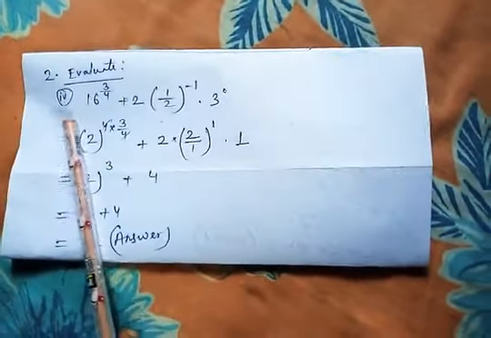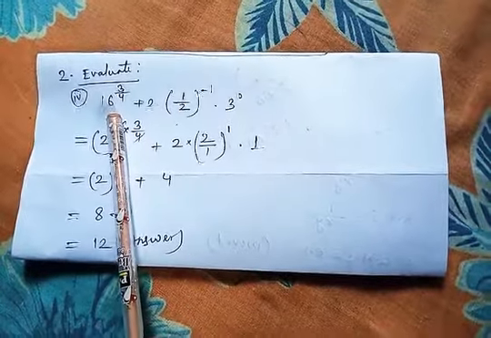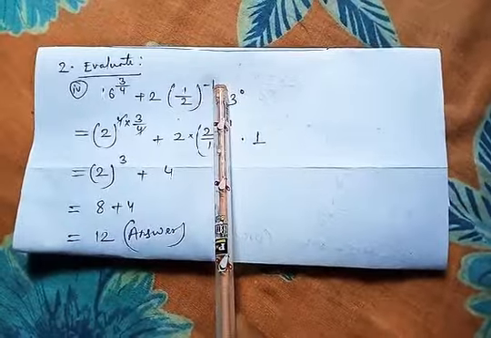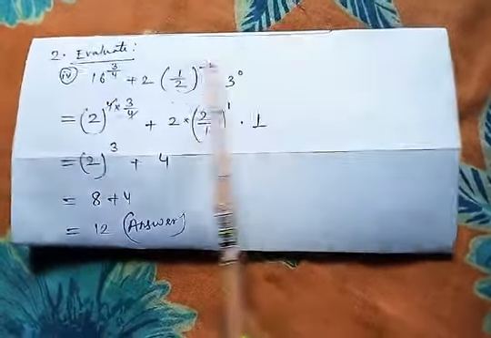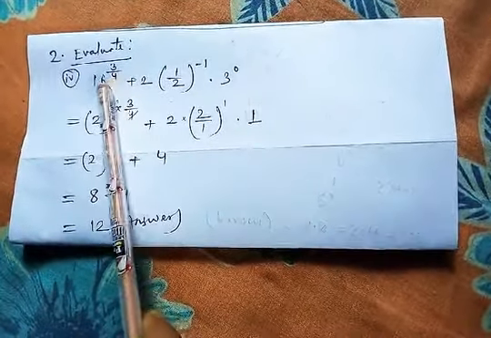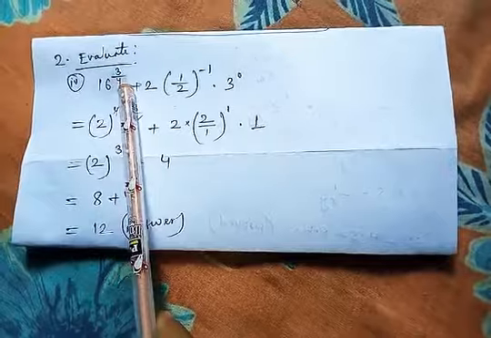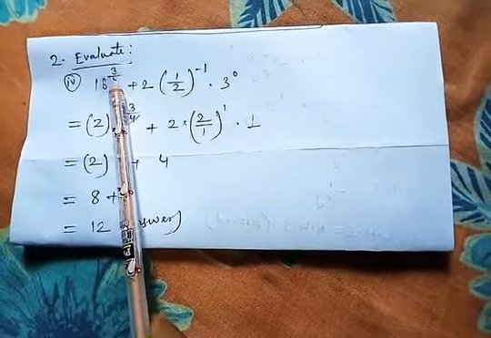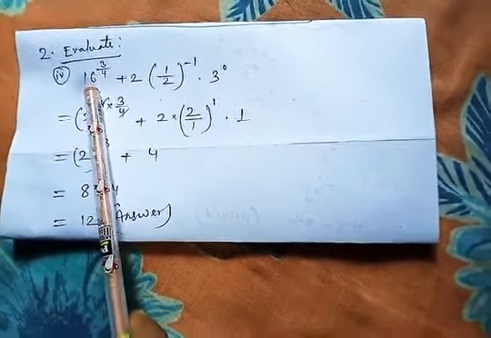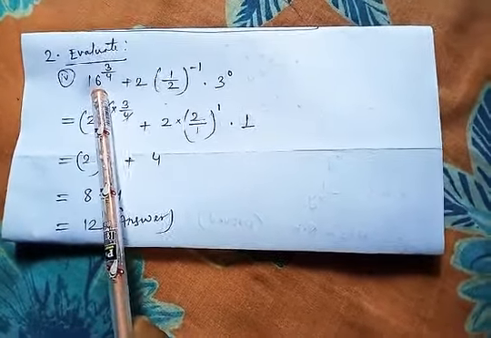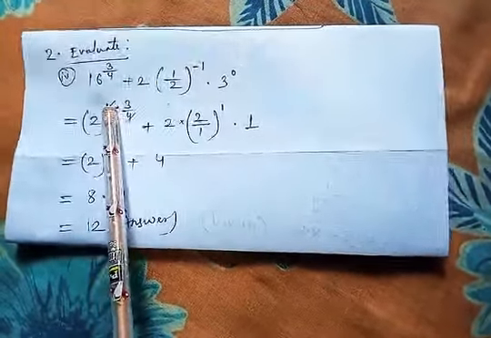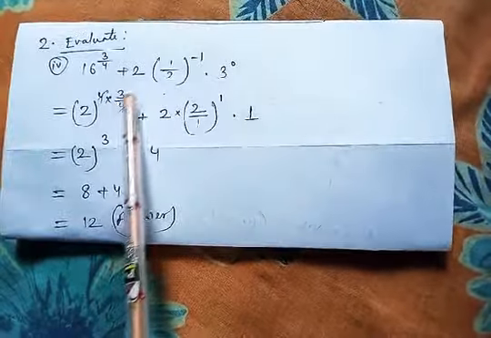Now question number 4, the second question. 16 to the power 3 by 4 plus 2 into 1 by 2 to the power minus 1 into 3 power 0. As you can see, the power is positive. No need to bother about the negative sign. Now when we look at the power, the denominator is 4. Target 16 to break in such a way that we get power 4. And 16 is 2 power 4. So 2 power 4 means this 4 got cancelled, and now we have 2 cube.